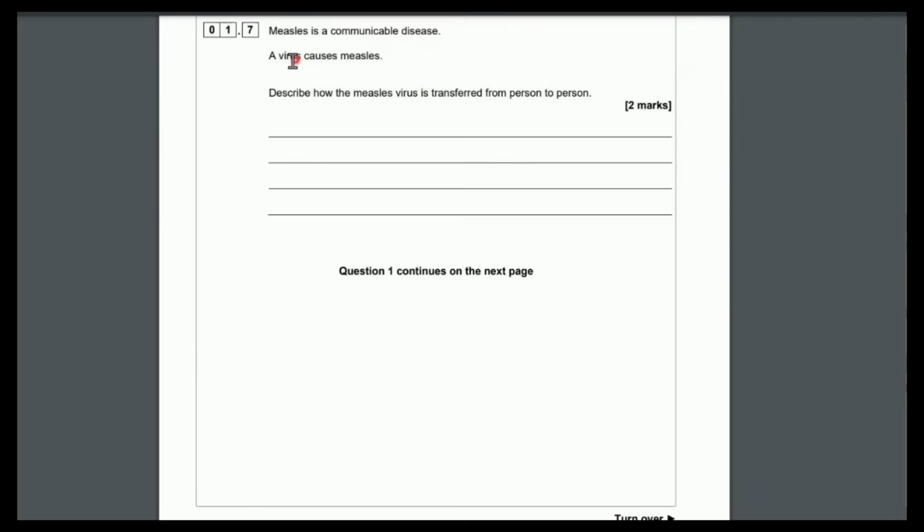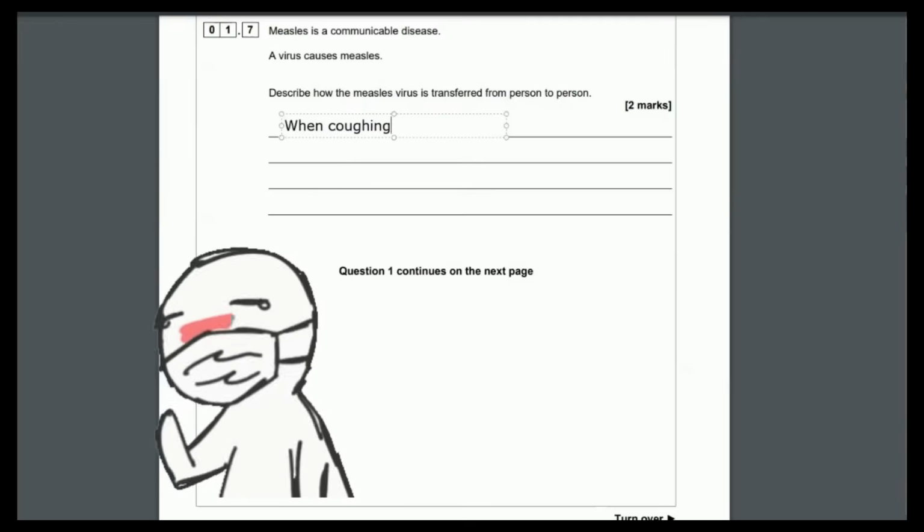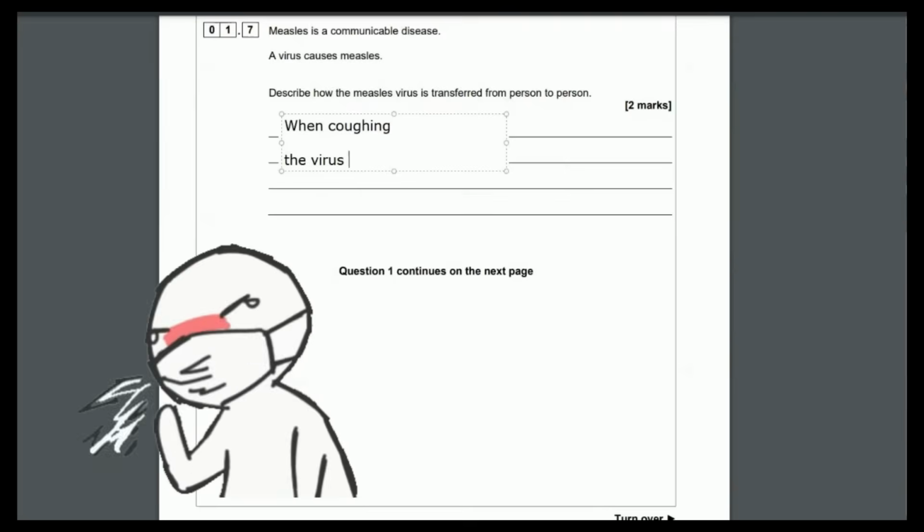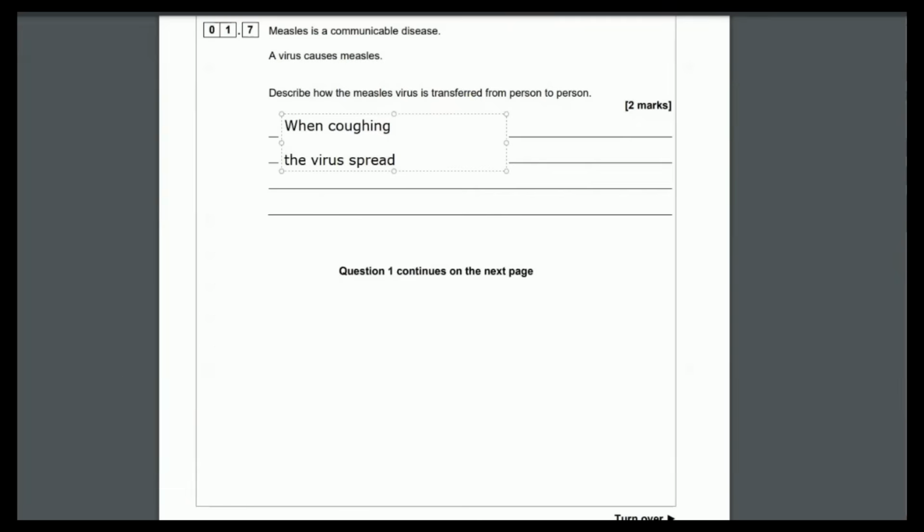1.7, measles is a communicable disease. A virus causes measles. Describe how the measles virus is transferred from person to person. So how do you catch measles? It's when people cough and droplets in the air spread. And people breathe those droplets in, or they land on their hands and they touch their face, or those droplets hit door handles and you touch the door handles and then your mouth.